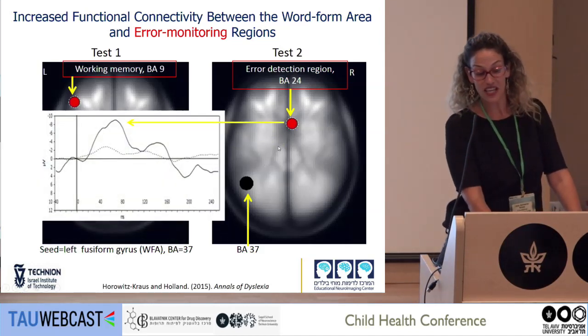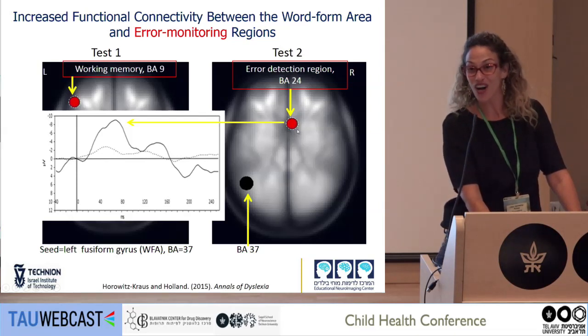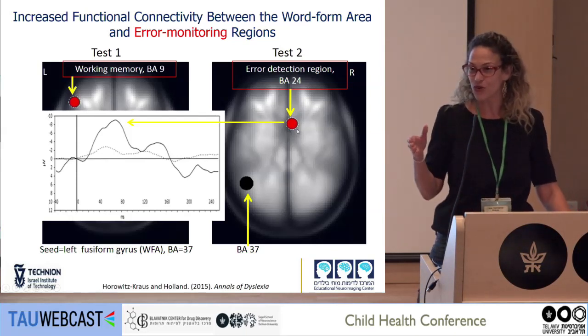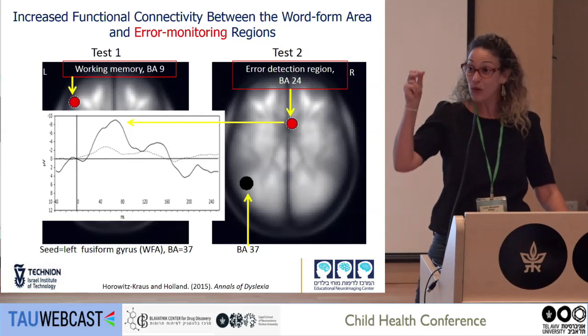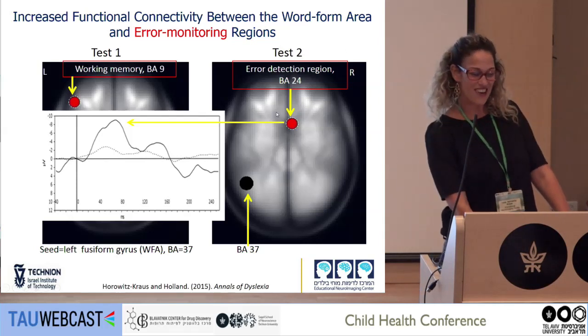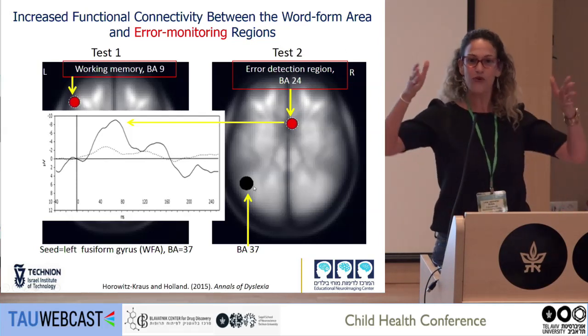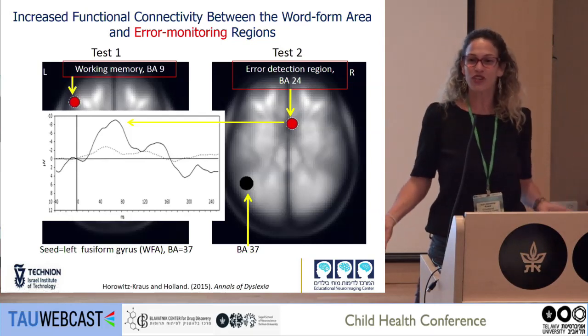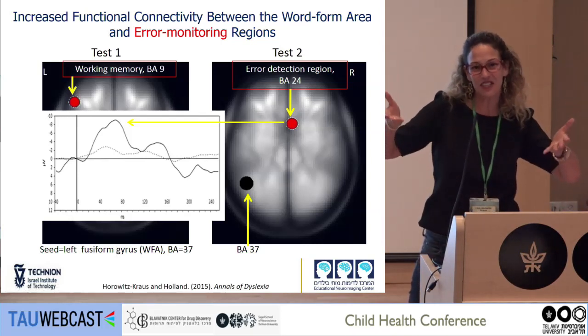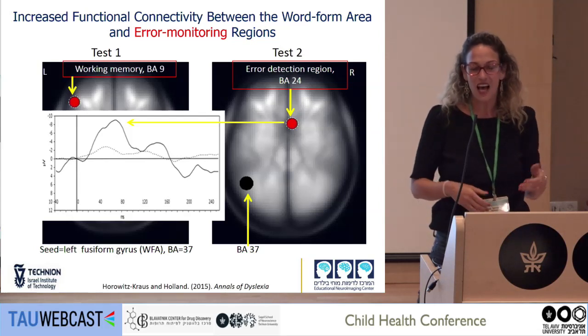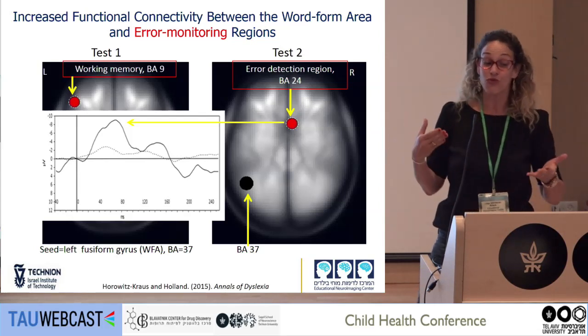After this training, you see here this little red dot is the region that is in charge of monitoring errors, saying, hey, you made an error, oops. And this dot here resembles the region that is in charge of word reading. After intervention, these regions are working together in synchrony in these children with dyslexia. Of course, it came with improved reading ability.